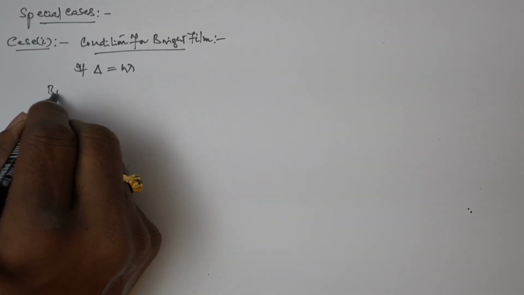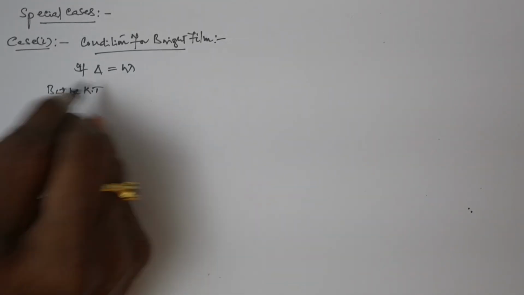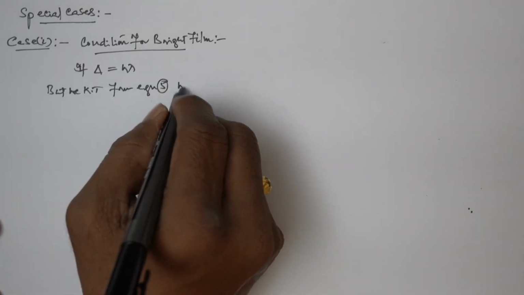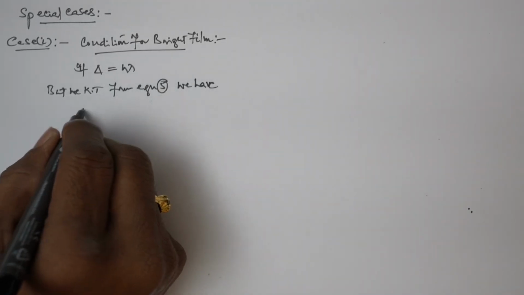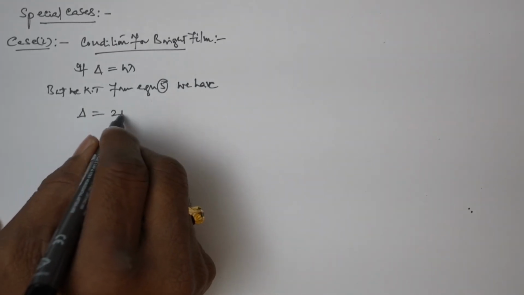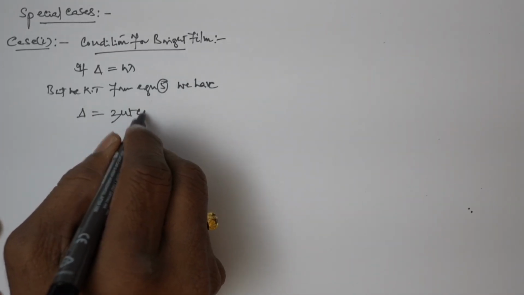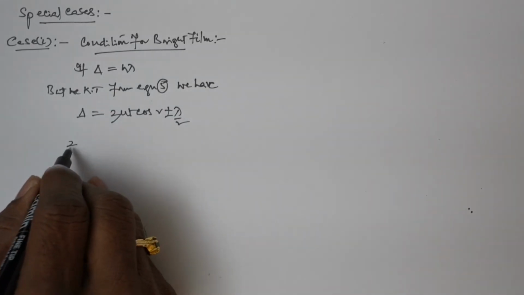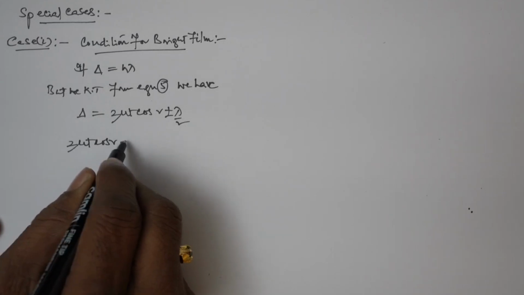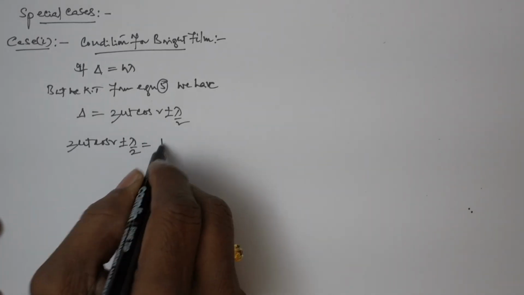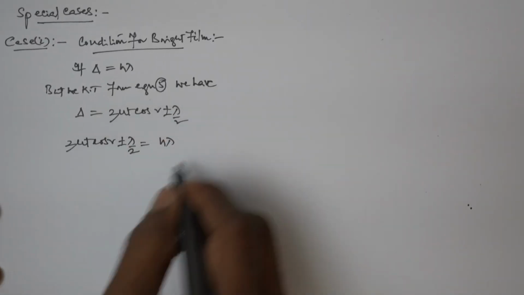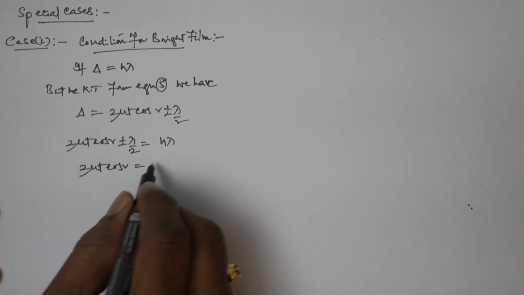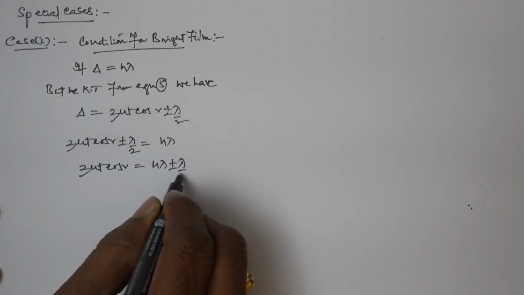But we know that from equation 5, delta is equal to 2 mu t cos r plus or minus lambda by 2. Now, equating both of them, 2 mu t cos r plus or minus lambda by 2 is equal to n lambda. If we take plus or minus lambda by 2 to the right-hand side and simplify, 2 mu t cos r is equal to n lambda plus or minus lambda by 2.